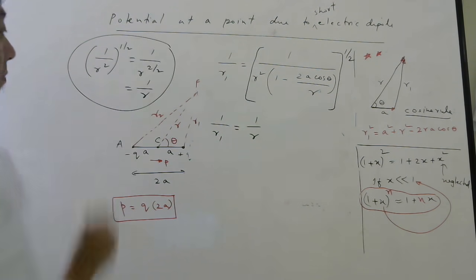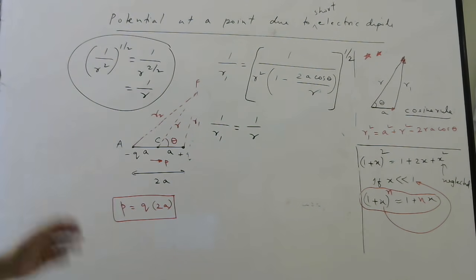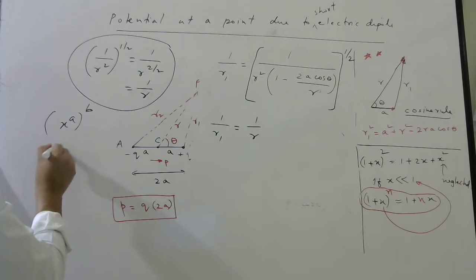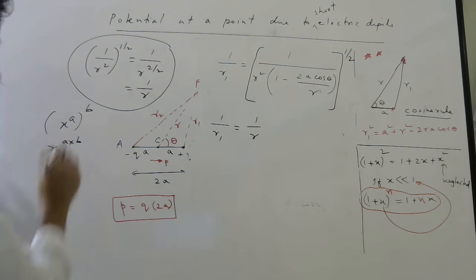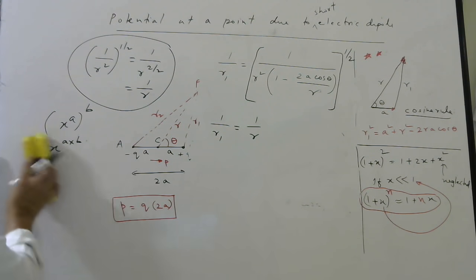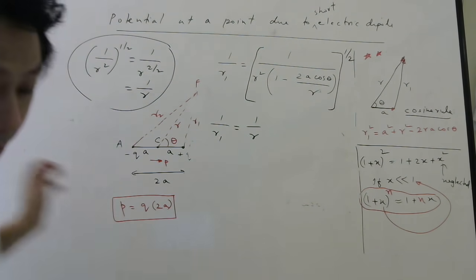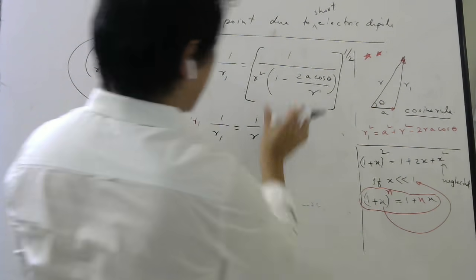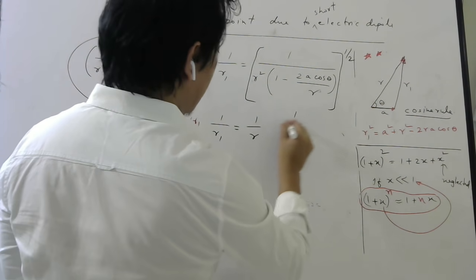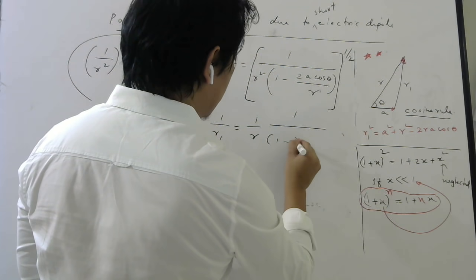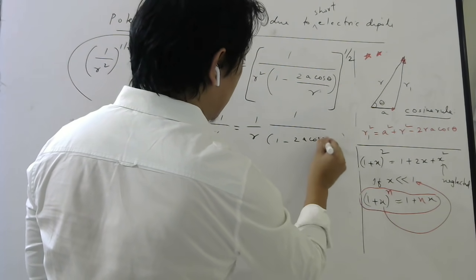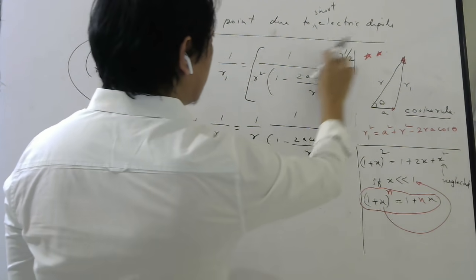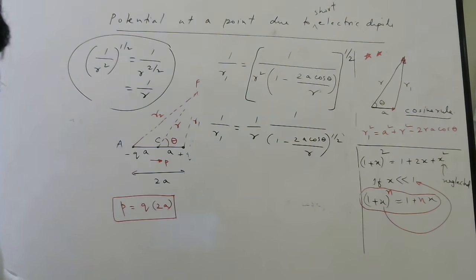All these simple things you should know, okay? Otherwise it will be a problem. Basically I am saying x power a power b is nothing but x power a into b. Okay. Now this thing, let me write it like this right now. 1 minus 2a cos theta divided by r, power half. Because 1 power half is 1 only. Now 1 power any number is 1.